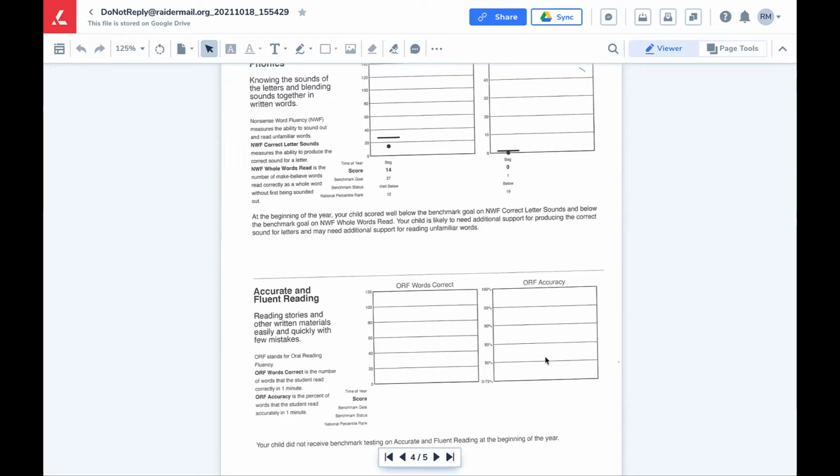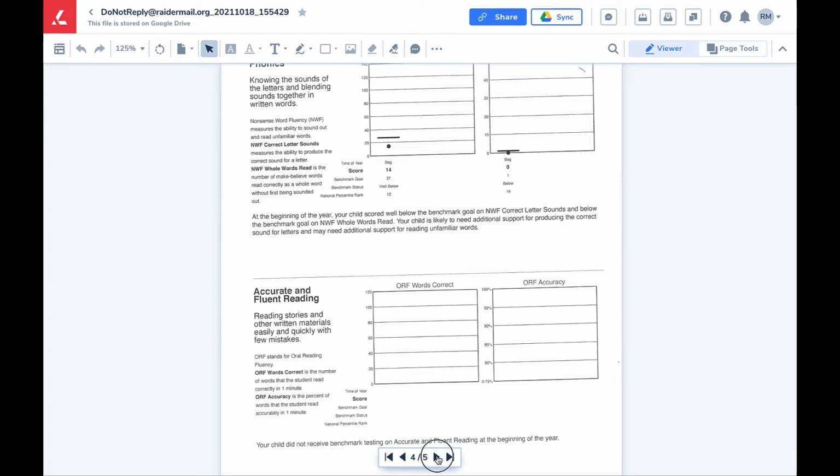Second grade, this is tested the entire time. Oral reading fluency is, like I said, reading stories and other written materials easily and quickly with few mistakes. And so you'll have two graphs here. You'll have words correct, and then you'll also have an accuracy. We want that accuracy to be up very, very high, and we want our words read to be around that benchmark area or higher as well too.